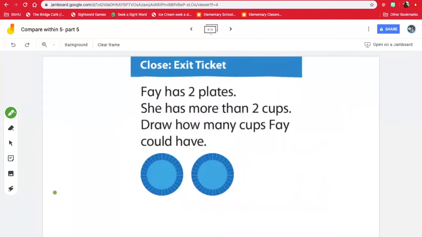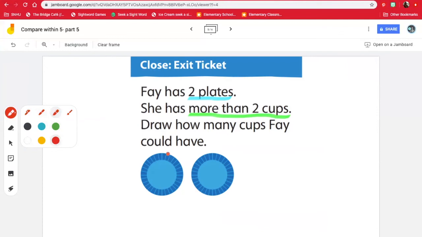Here's our last problem today. It says Faye has 2 plates. Oh, I see the 2 plates here. She has more than 2 cups. Draw how many cups Faye could have. Well, I'm going to take my highlighter and underline the important information. So I know Faye has 2 plates, and her plates are blue. Let's draw she has more than 2 cups. I'm going to draw my cups in green.